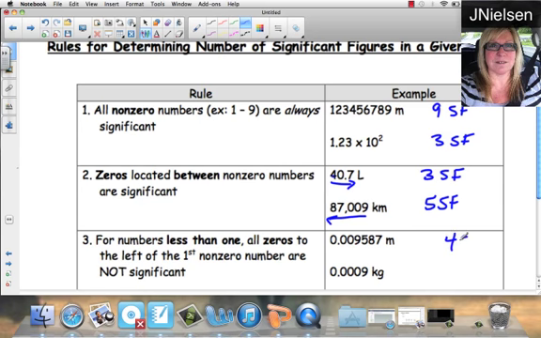sig figs. I could also use decimal present. I go to the left, find the first non-zero digit, count it, and everything after it, 4. Here, these are basically leading zeros, so there's only 1 sig fig. And using the decimal present rule, I go to the left, find the first non-zero digit, so it's only 1.